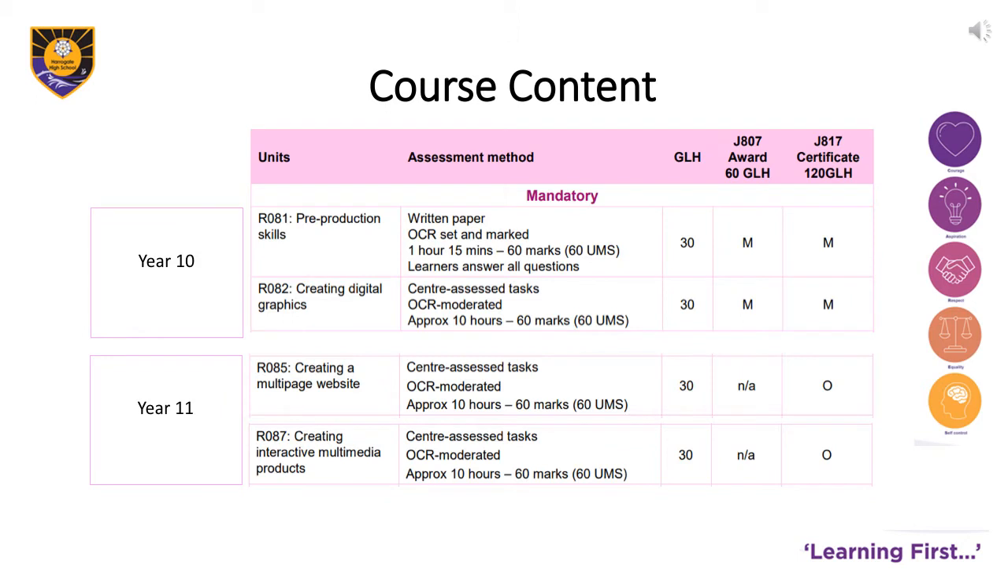If you choose this course, then you will study 4 units across a 2-year period. In the first year of the course, you will study RO81, Pre-Production Skills, which culminates in a written exam paper at the end of the unit. You will also study RO82, which is Creating Digital Graphics.